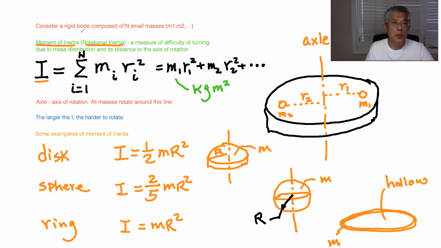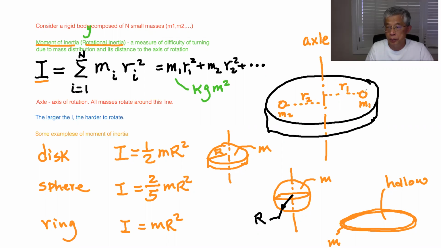So we're considering a rigid body like this. It's made up of n pieces of masses: m1, m2, and there are more of them. So there are n of them. And how do we compute this moment of inertia?